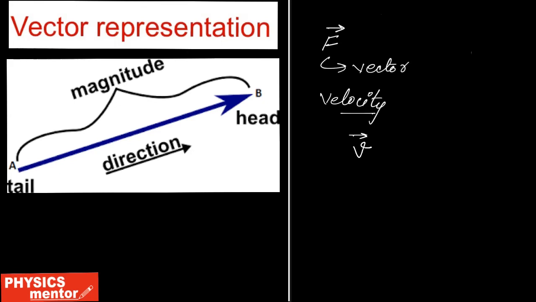Another way to represent a vector is to use bold letters, like F in bold. If you make any letter bold, then this bold letter also represents a vector, here for example the force vector. In the same way, we can also represent the velocity vector by making v bold, like this. So it will represent the velocity vector.